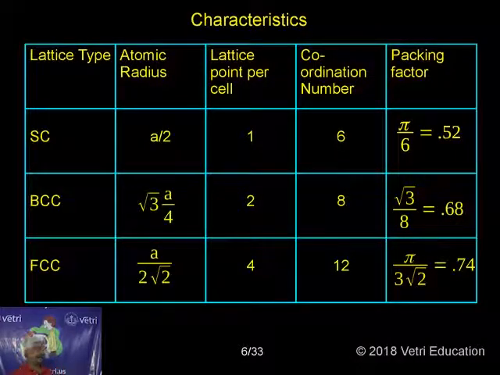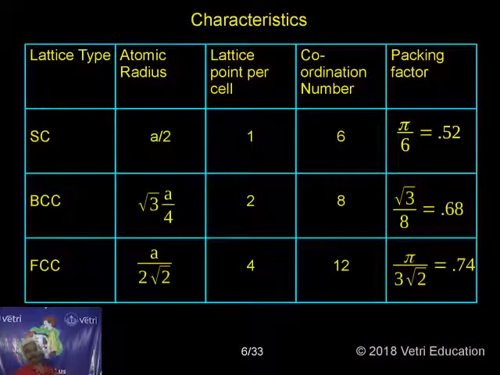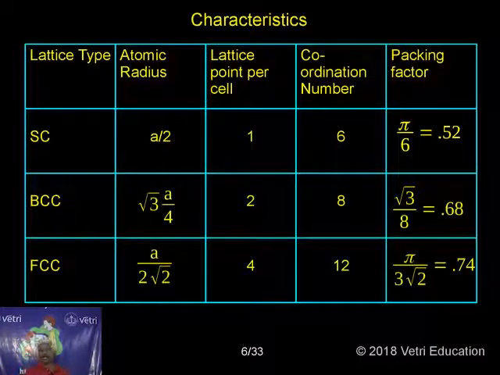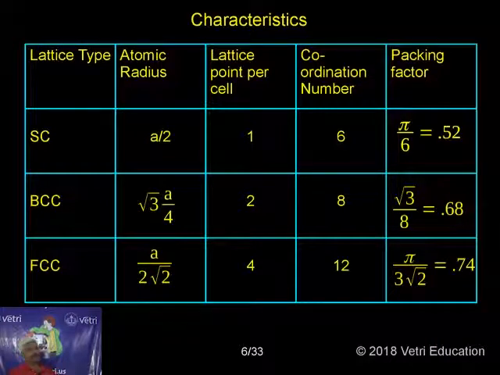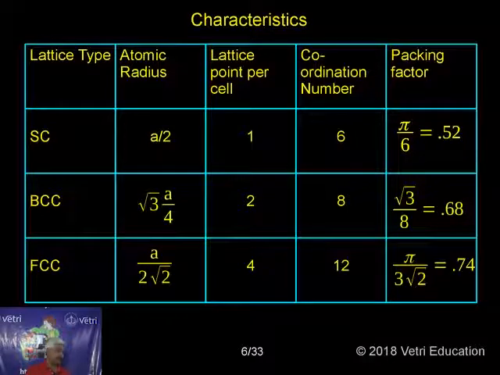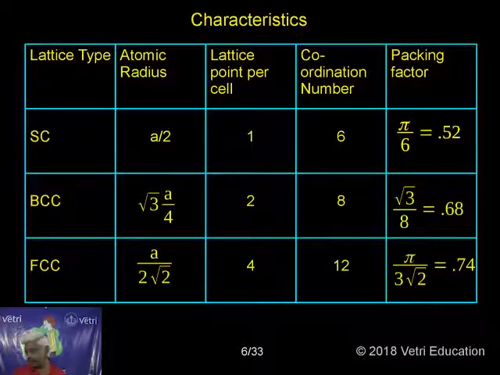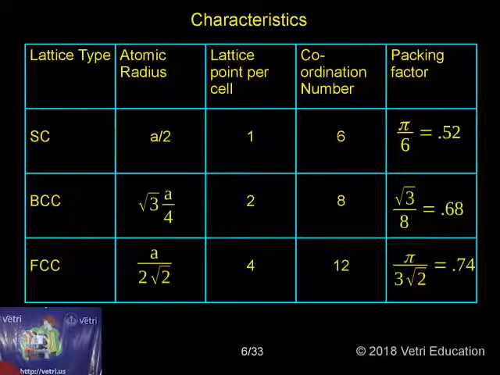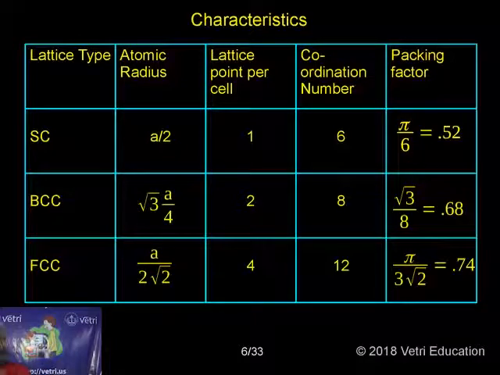Packing factor: pi by 6 for SC, simple cubic, that means nearly 0.52. For body centered cubic, root 3 pi by 8, nearly 0.68. For face centered cubic, pi by 3 root 2, 0.74. So this is a simplification I have given for your understanding. That is a thing you have to understand for your future problems.